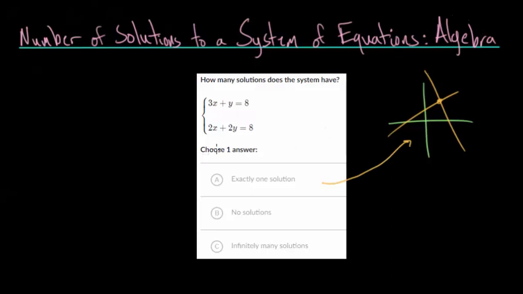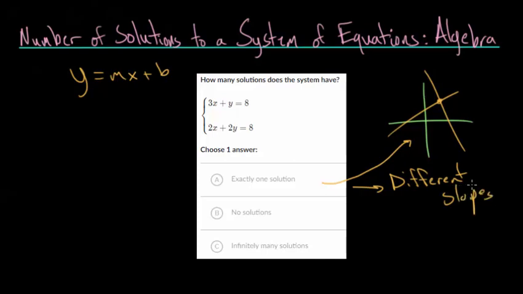But algebraically speaking, if we manipulate this and change it to our slope-intercept form so that we can learn about the slope and the y-intercept, when it has one solution, this is the case where you have different slopes. So if the slopes are different, they are going to intersect each other.